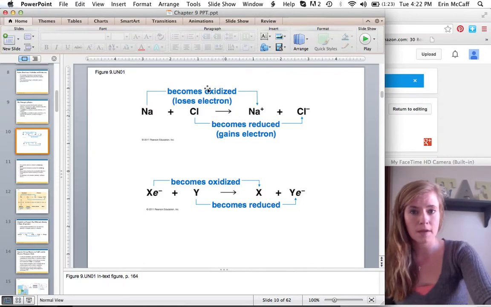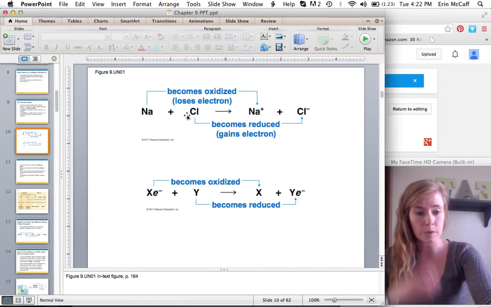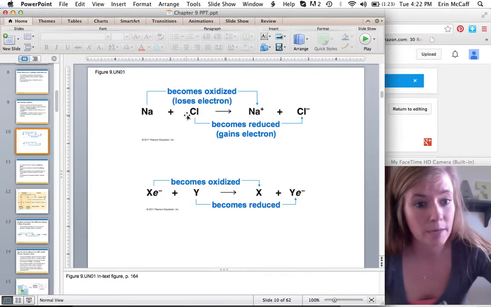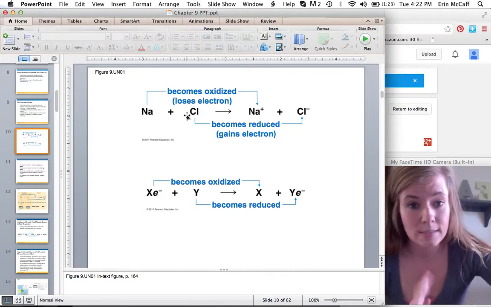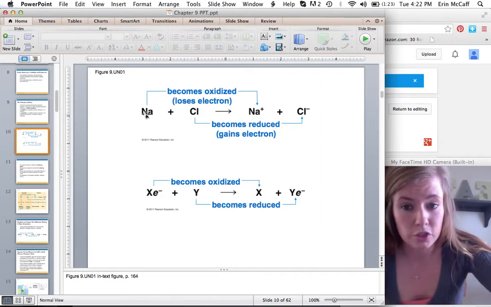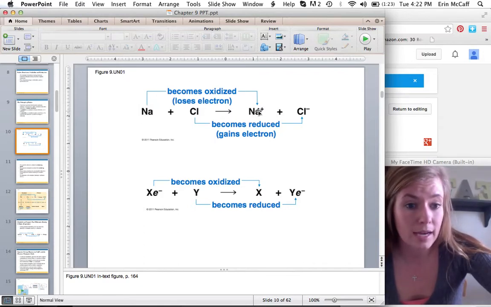Okay, so let's look at this. This is sodium and chlorine coming together to become sodium chloride. Remember that sodium chloride is formed by an ionic bond. So one has a positive charge and the other a negative charge as an electron is transferred. So we have sodium, which is neutral, and chlorine, which is neutral. But after the reaction, sodium becomes positive, Na+, and Cl-.